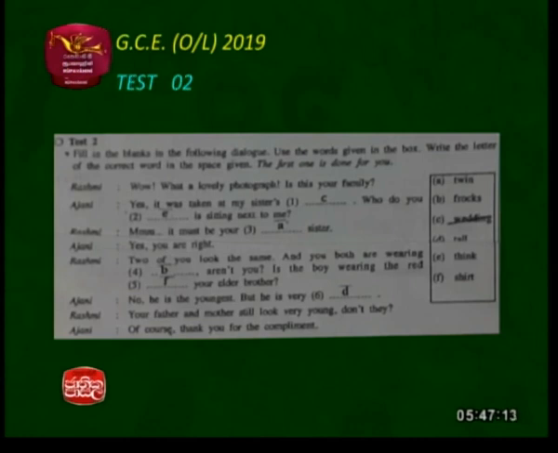It must be your, A, twin sister. Yes, you are right. Two of you look the same and you both are wearing, B, frocks, aren't you? Is the boy wearing red, F, shirt, your elder brother? No, he is the youngest, but he is very, D, tall. Your father and mother still look very young, don't they? Of course, thank you for the compliment.